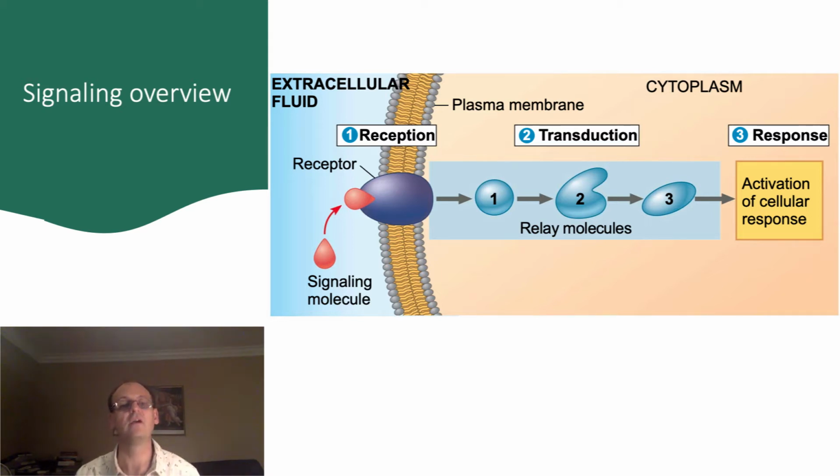cell. Transduction passes the message through a series of other molecules until it can cause a response by the target cell. The response in the target cell may be in the cytoplasm or it may be in the nucleus. Let's start by looking at different ways in which a cell can receive a message.